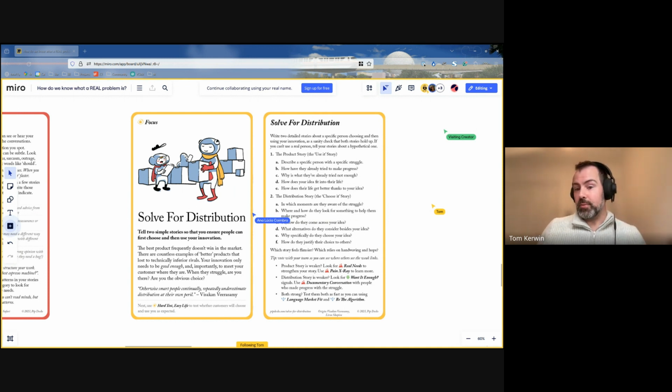Before you've got product market fit, if you can't tell these stories at all, even hypothetically, you probably don't have a real problem. It might be a real problem, but not one that you are believably capable of solving as an individual or a company. And so you've got those two aspects to it. And I think often people completely overlook the distribution side of it. It's not enough just to have a problem.